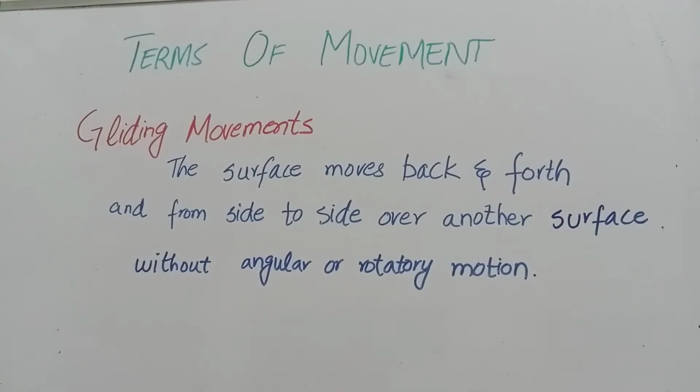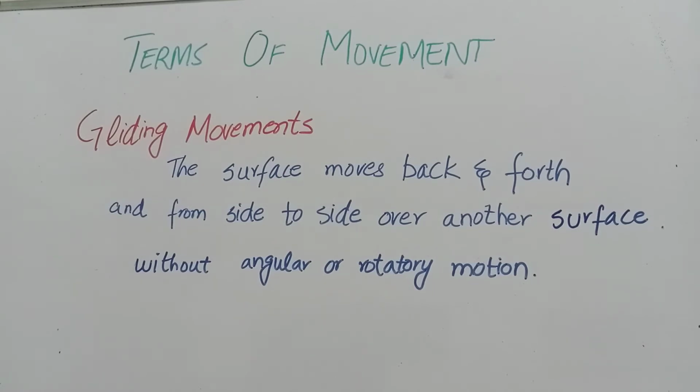The gliding movement is the simplest movement that can occur at any joint. In this movement, there are two surfaces of the joints. They are relatively flat surfaces. They move back and forth and from side to side with respect to one another. But the angle between the articulating surfaces, the bones, does not change.